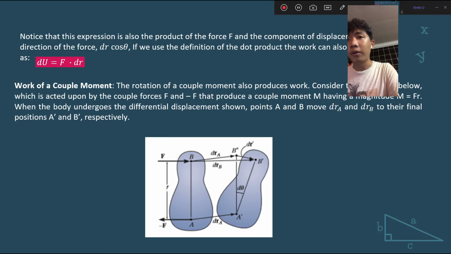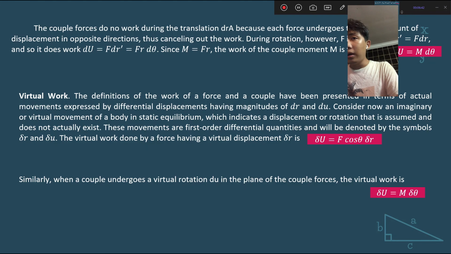Work of a couple moment. The rotation of a couple moment also produces work. Consider the rigid body below, which is acted upon by the couple forces F and negative F that produce a couple moment M having a magnitude M = Fr. When the body undergoes the differential displacement shown below, the couple forces do no work during the translation dr because each force undergoes the same amount of displacement in the opposite direction, thus cancelling out the work.